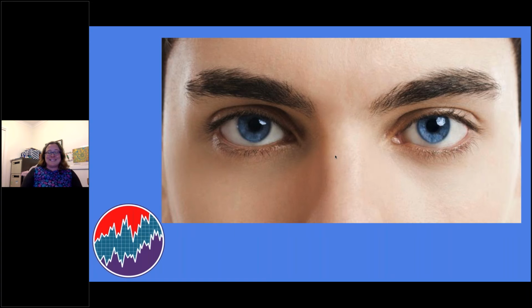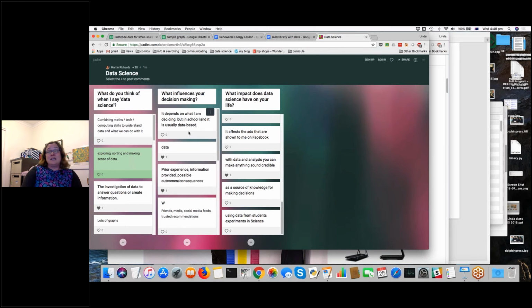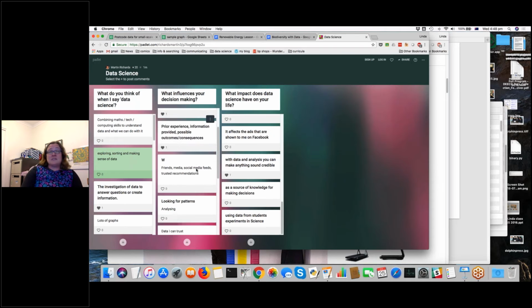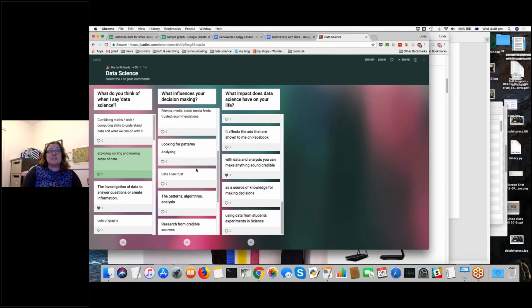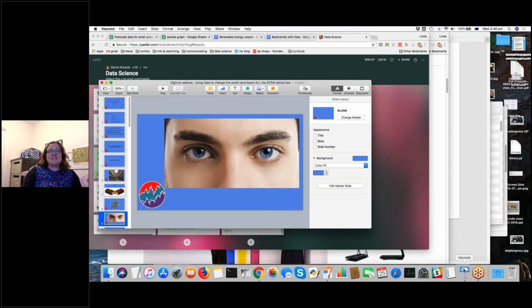If you go back to that Padlet for a minute and look at the way we like to think we make our decisions, I would say exactly the same thing. I use data, I use experience and information and outcomes and consequences, trusted recommendations, looking for patterns, data I can trust, research from credible sources. But in actual fact, there's a whole lot of stuff going on in my subconscious brain that I'm not even aware of, that is having a massive impact on my decision making.